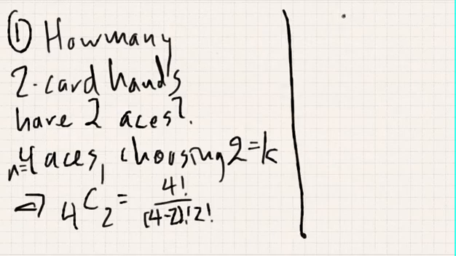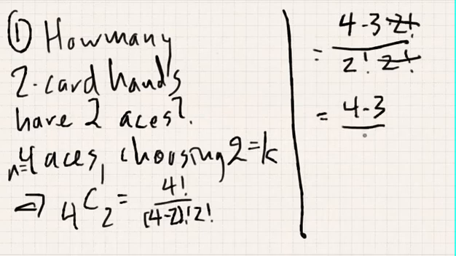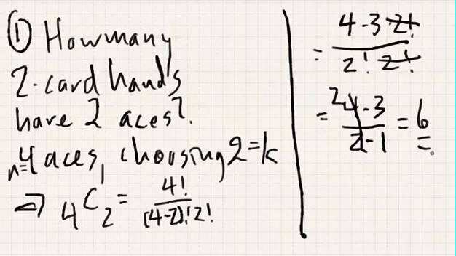On top, 4 factorial is, let me write it as 4 times 3 times 2 factorial, so we'll have some cancellation with the bottom. 4 minus 2 is 2, so I get 2 factorial and 2 factorial. One of these 2 factorials cancels out, so I'm left with 4 times 3 over 2 factorial is 2 times 1. 2 goes into 4 twice, so I'm left with 6. So there's 6 possible ways of getting 2 aces.